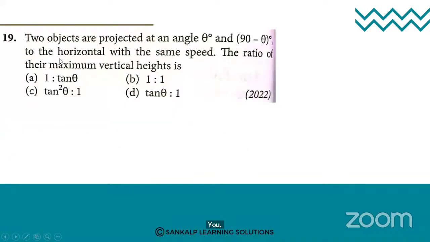Is the next question. Two objects are projected at an angle of theta degree and 90 minus theta degree to the horizontal with the same speed. The ratio of their maximum vertical height is. So height is equal to, you know the formula, you need to calculate the maximum height ratios.